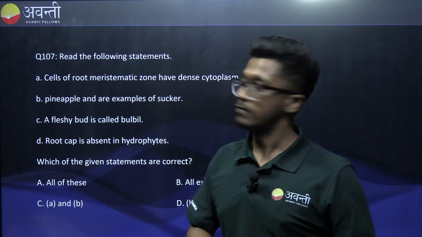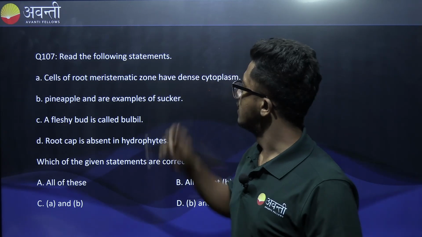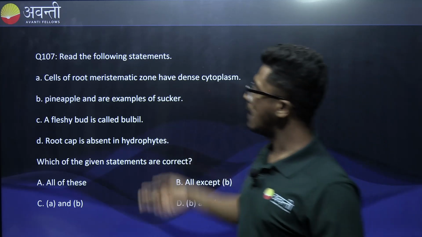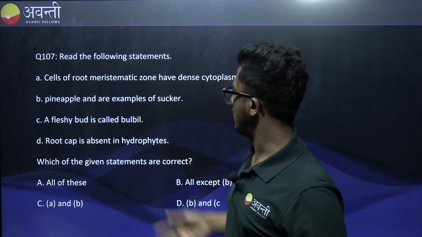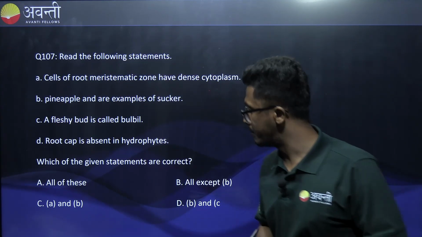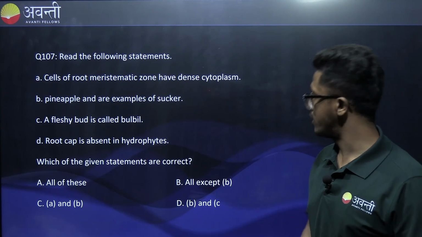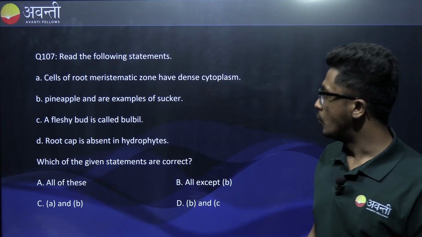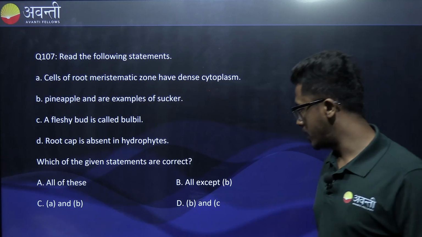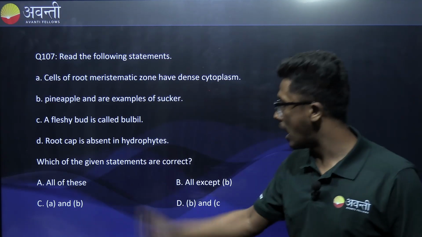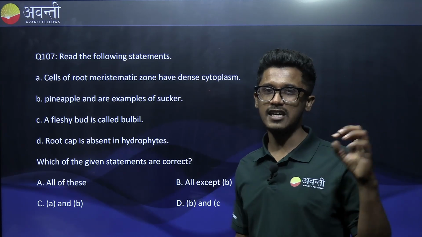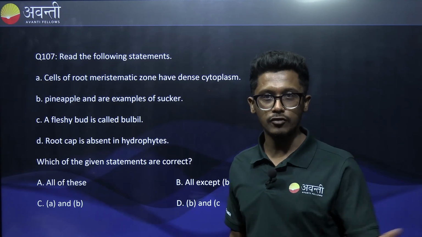Question 107. Read the following statements. Cells of root meristematic zone have dense cytoplasm. Pineapple and jasmine are the examples of sucker. Fleshy bud is called as a bulbil. Root cap is absent in hydrophytes. Which of the following statements are correct? All of these are correct. All except B. B and A are incorrect. Okay, and then B and C are incorrect. So let's look at each statement one by one and we'll analyze which is correct, which is wrong.